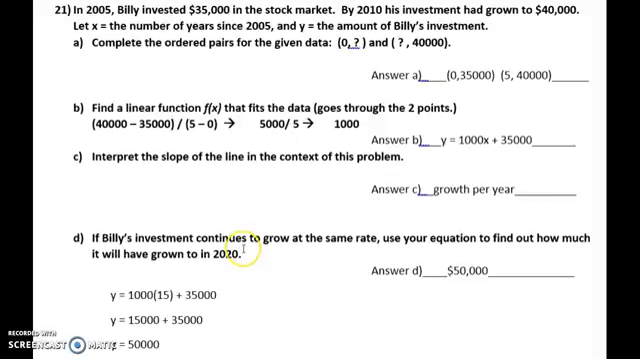And then part D, if it continues to grow at the same rate, how much is it going to have in 2020? So just use your formula here and plug in the correct value for x. 2020 is 15 years later, so put a 15 in and then solve that down. We'll have $50,000.